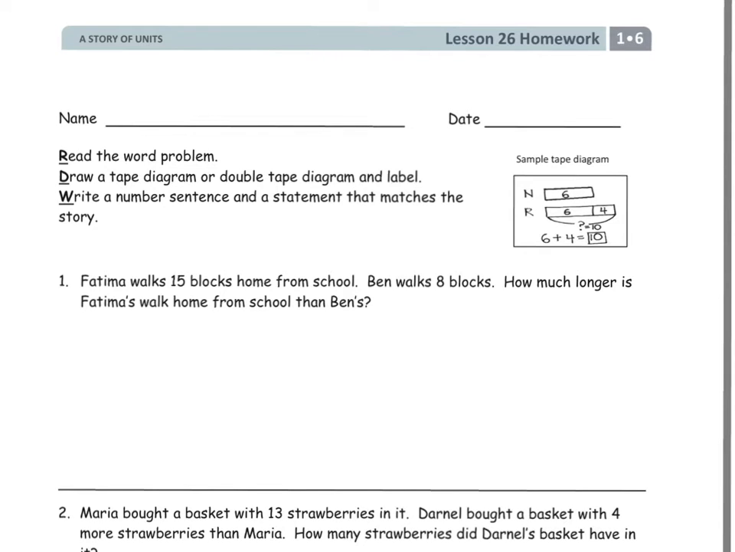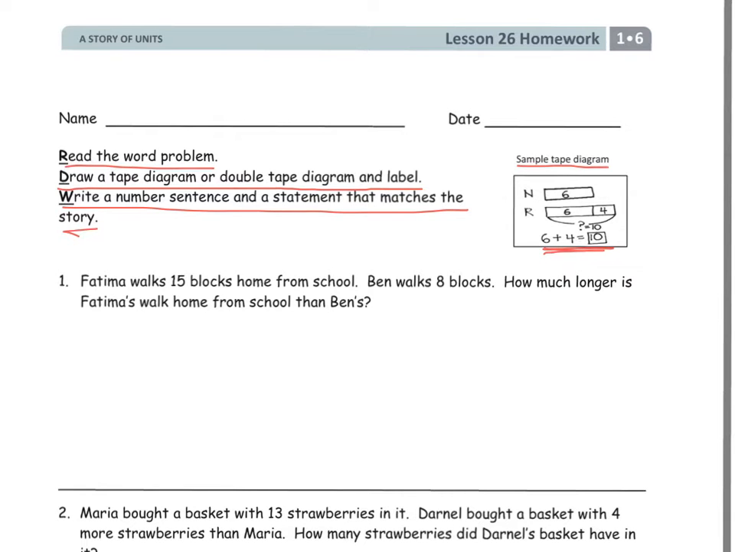The directions for this homework are to use the RDW to solve, meaning read the problem, draw a tape diagram or double tape diagram and label, write a number sentence, and a statement that matches the story. So we have a sample tape diagram over here with our number sentence underneath it. And we'll have to put in a statement or an answer sentence or a target sentence that will help us out with this as well.